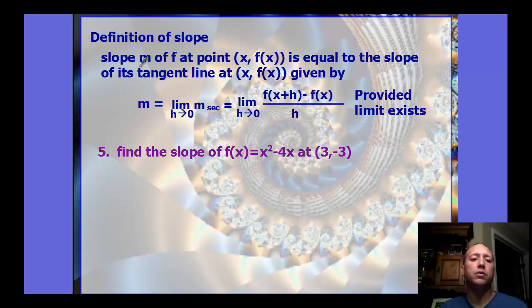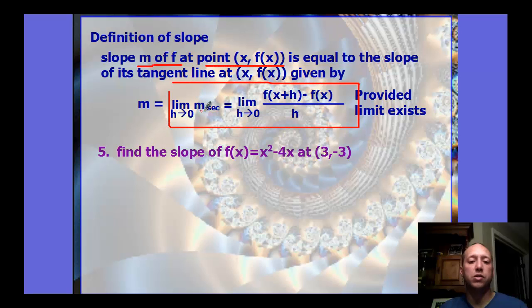So the slope m of f at point (x, f of x) is equal to the slope of its tangent line at (x, f of x), given by this: the limit as h approaches 0 of the slope of the secant line, which is equal to this, the limit as h approaches 0 of the difference quotient, provided the limit exists. And so this is how you find the slope of the tangent line, is to find the slope at that single point given this limit exists.